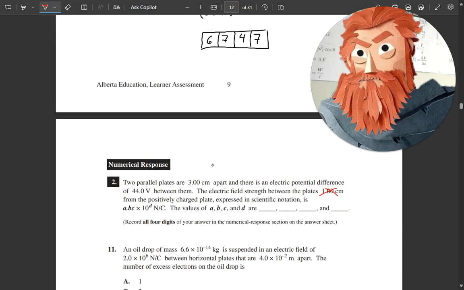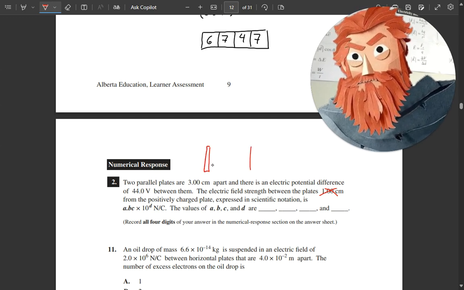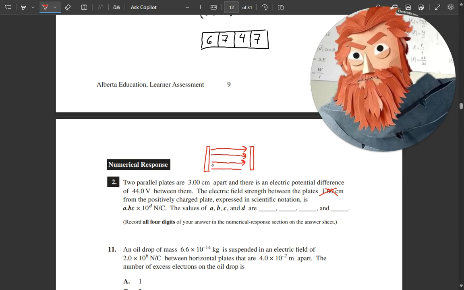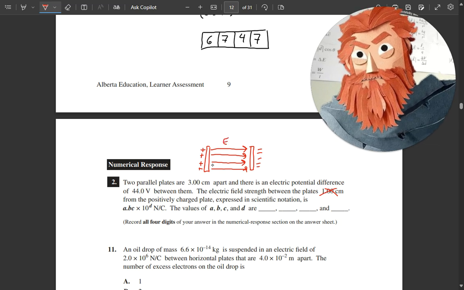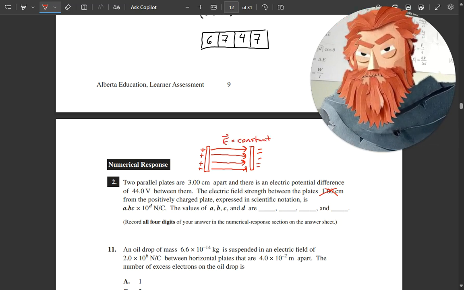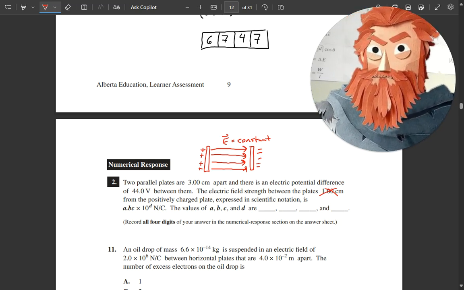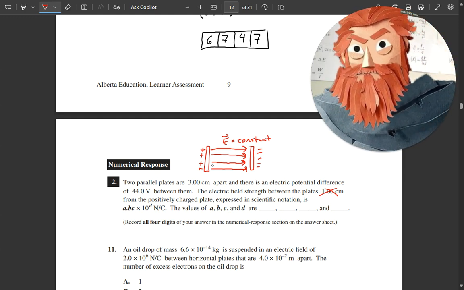Remember that the electric field between two plates, doesn't matter where you are, the electric field is constant. Going from the positive plate to the negative plate, that electric field is constant. Doesn't matter where you are. If you're 1 centimeter away from the positive plate, 1 centimeter away from the negative plate, right dead center in the middle, or right against one of the plates, that electric field is going to be a constant number, so it doesn't really matter.